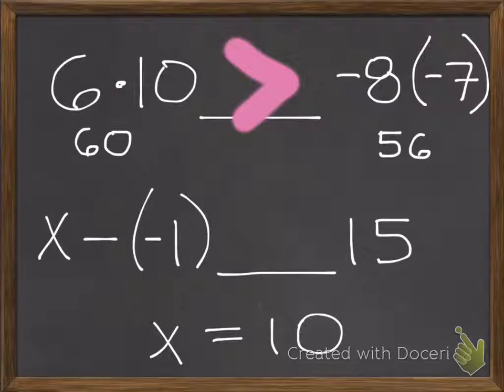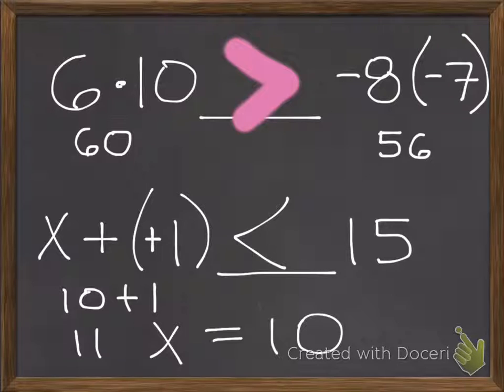And then the last one, we also have to do the problem. This is x minus negative 1, which we do save, change, change. So it becomes x plus 1. It tells us that 10 is x. So we have 10 plus 1, or 11. And we're comparing that to 15. So 11 is going to be less than 15.